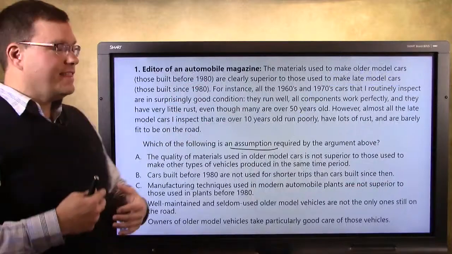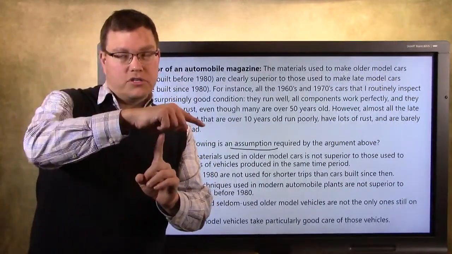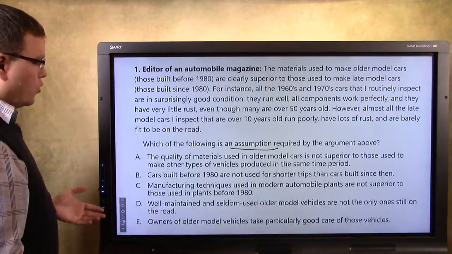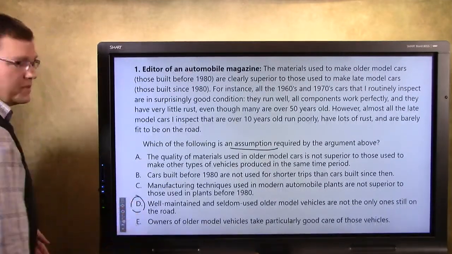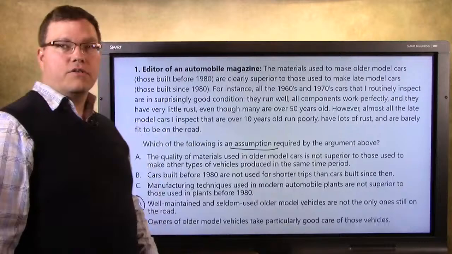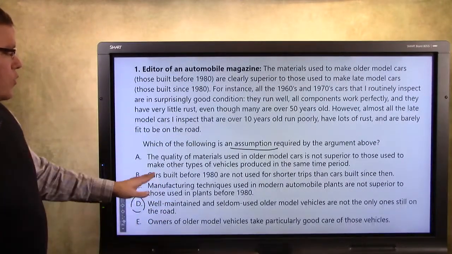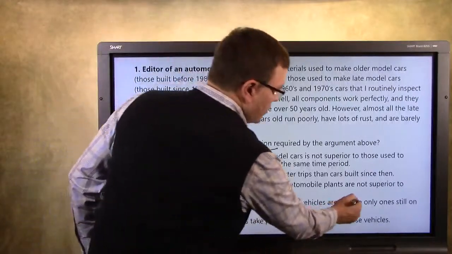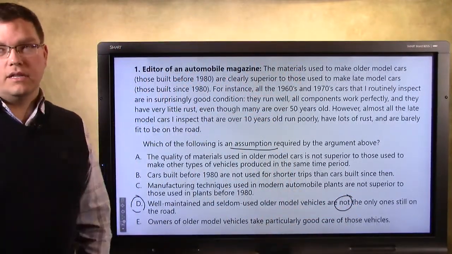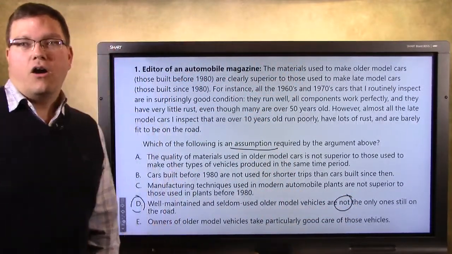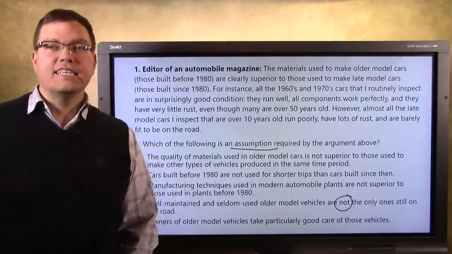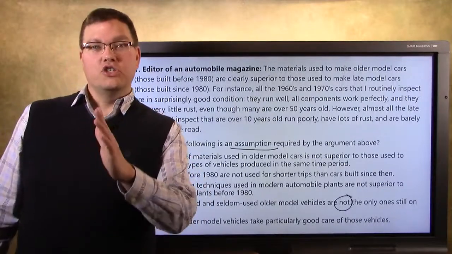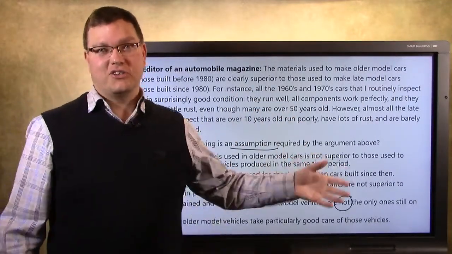So once you've got that as a possible alternate cause, you want to block that. And the one that blocks that, right, would be answer choice D. And we've got quite a few answer choice Ds in there. This is the one that would block that. Well-maintained and seldom used older model vehicles are not the only ones still on the road. Okay? Are not the only ones still on the road. It is similar to an official guide question, yes, and that allows you to leave the official guide question to try a little bit later.